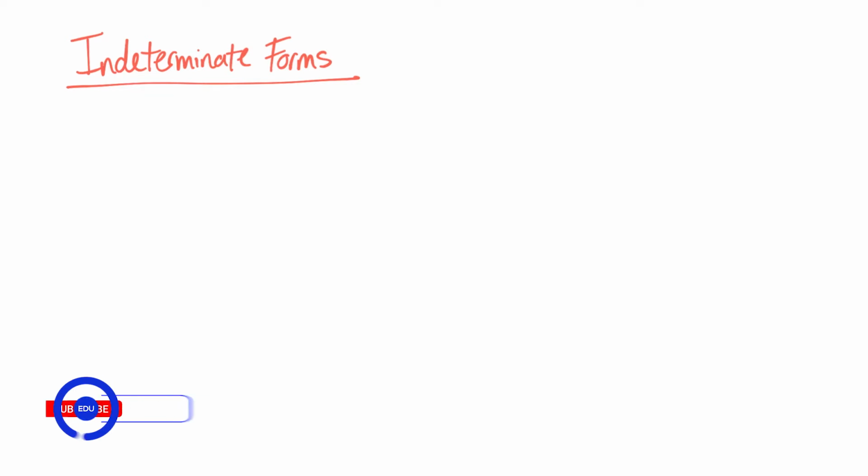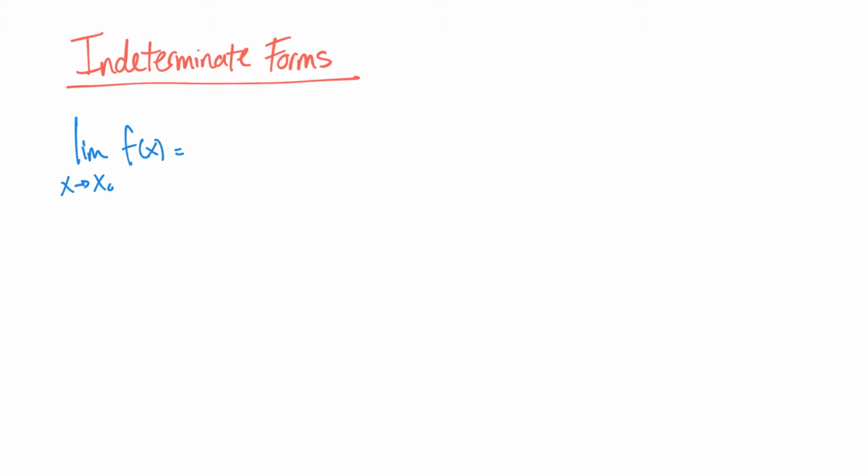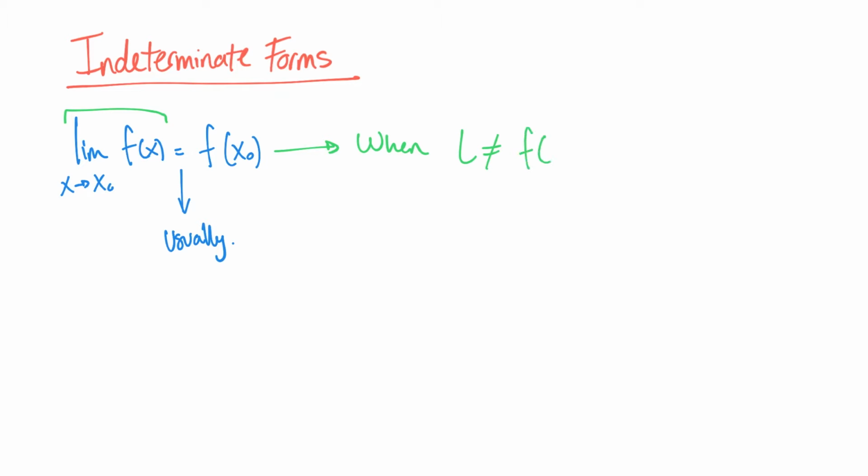So, if you're watching this video, you probably know what a limit is. So let's write just a regular limit here. Limit as x approaches x0 of f(x). Usually, this is equal to f of x sub 0. Usually. However, this does not happen all the time. Okay? Let's call this L. When L is different from f of x sub 0, then we have an indeterminate form.